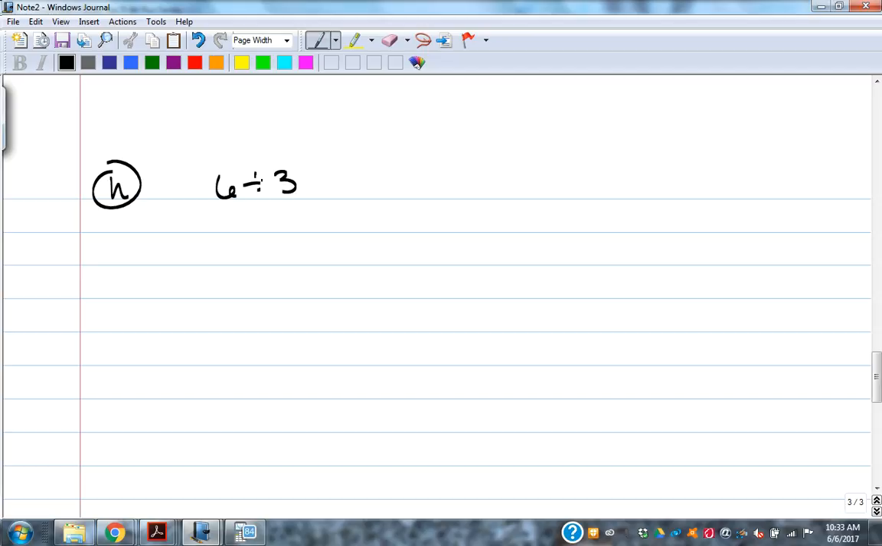Let's do this. 6 divided by 3 plus 2 to the third times 5. What should happen first on this problem? The exponents, yeah. We don't have any parentheses here. So the exponent, 2 to the third power. That's going to be 2 times 2 times 2, which would be 8. Then what should happen next?